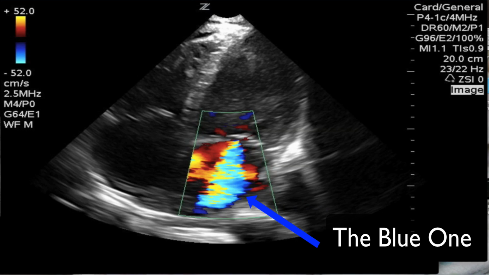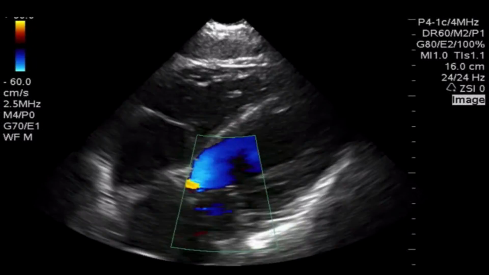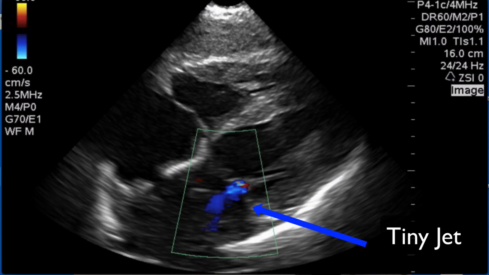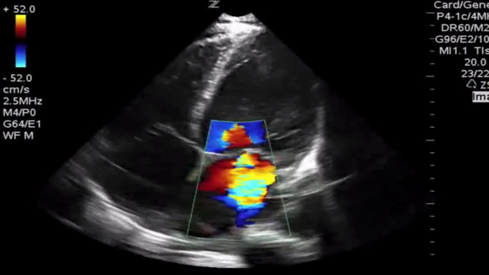Since we are emergency physicians, we like to keep things simple. If you see just a teeny tiny little bit of regurgitant jet coming through, that is mild. If you see more than 30% of the atrium being filled with a regurgitant jet, that is severe, and everything else in between is moderate.